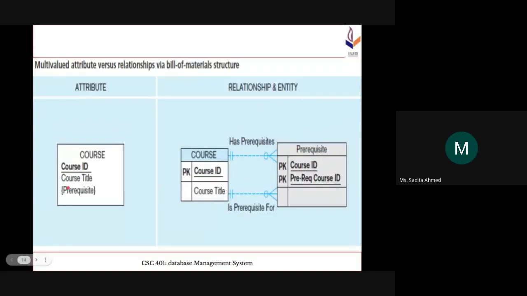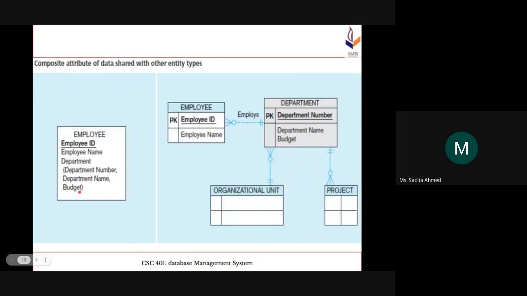Just how multi-valued attributes work: if the attribute is surrounded with curly braces, we call it a multi-valued attribute. Similarly, if right after the attribute we have an opening bracket, then the component parts written down, separated by commas, and then a closing bracket, we take it as a composite attribute, because it's basically telling us that this attribute has some component parts: department number, department name, budget.